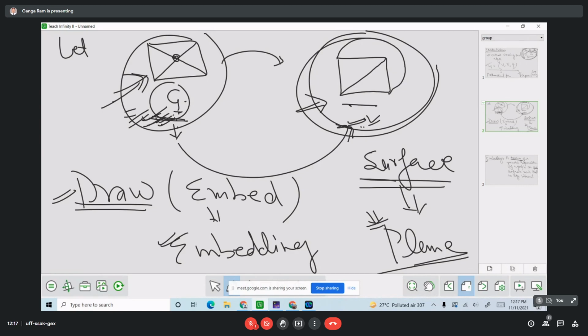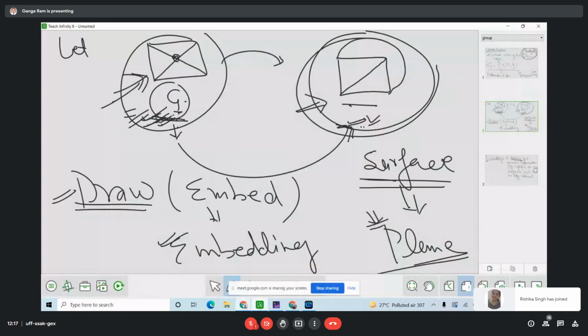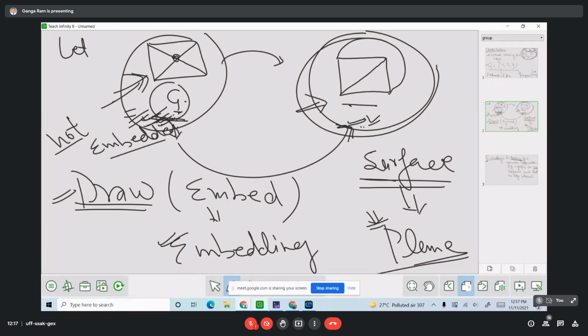Yes. Okay, so in this case, this graph is not embedded, it is not an embedded graph, because in this graph you can see these edges are intersecting. Okay, this graph is not an embedded graph. Okay, but this graph is an embedded graph.